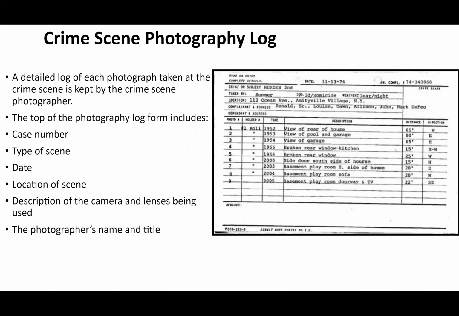The crime scene photograph log is very detailed. A detailed log of each photograph taken at the crime scene is kept by the crime scene photographer. The top of the photography log form includes the case number, the type of scene, the date, the location of the scene, just like for your sketch, right? The description of the camera and lenses being used, and then the photographer's name and title. So very similar type of information, a little bit more specific, as your sketches.